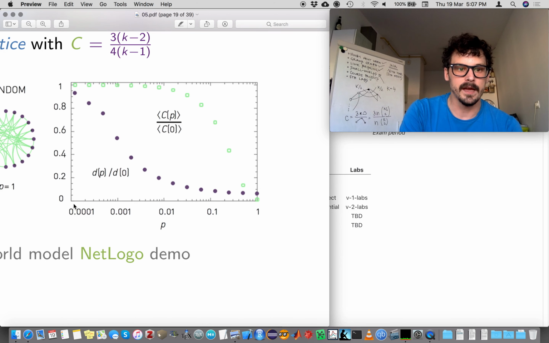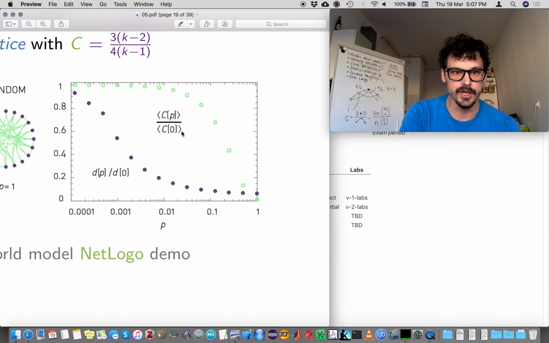And notice that when you are rewiring the links, for some time the clustering still remains high. However, the distances start to drop dramatically. And after you, for instance, rewire 1% of the links, the clustering is still high. However, the distances are already super short, meaning that the distances decrease before the clustering drops.